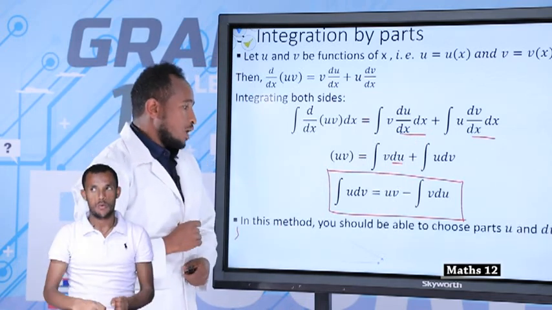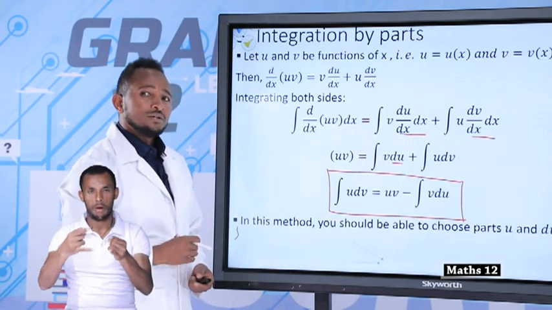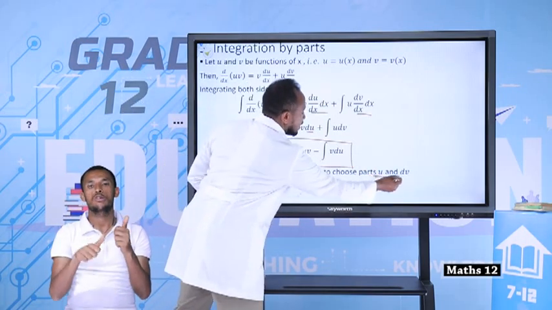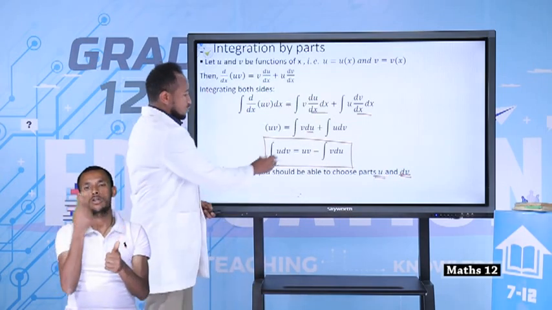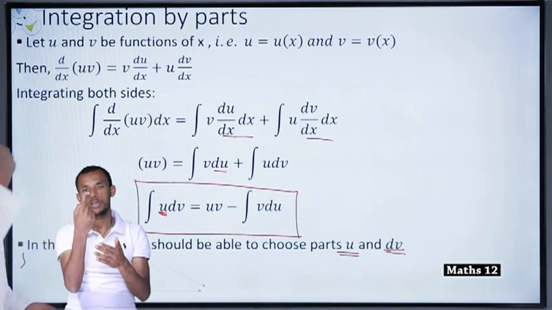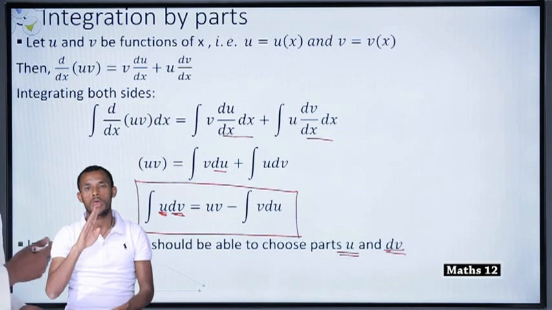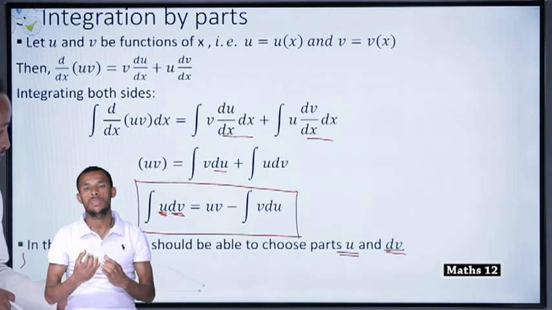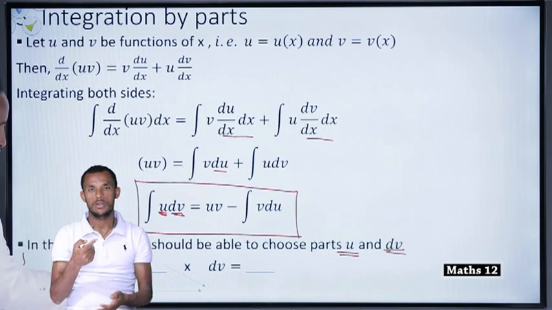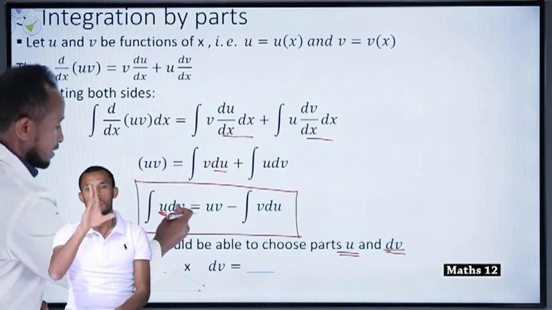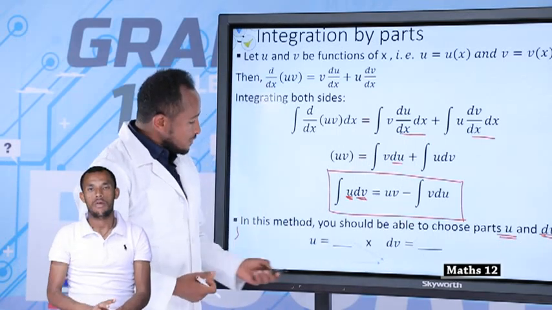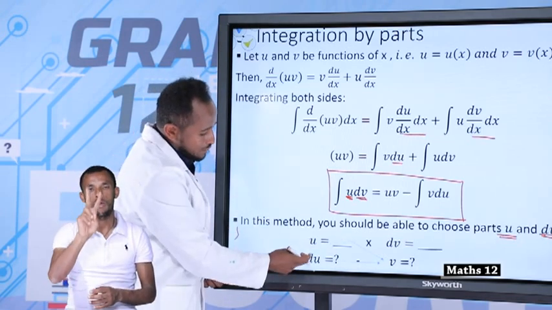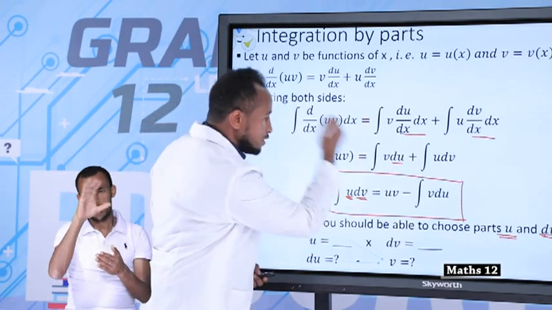To apply this technique, you have to be careful in selecting which function to be u and which function to be dv. You let one of the functions be u and the other function be dv, and then you apply this formula. After letting these two, u and dv, you have to find du also, because we need du in this formula.